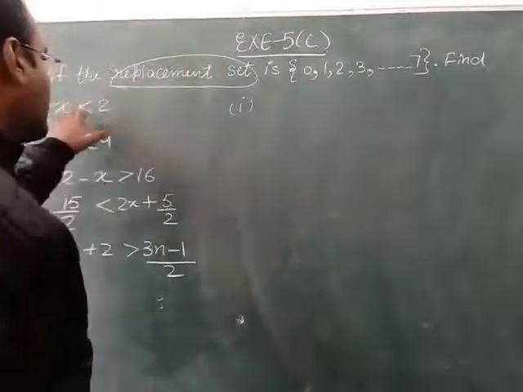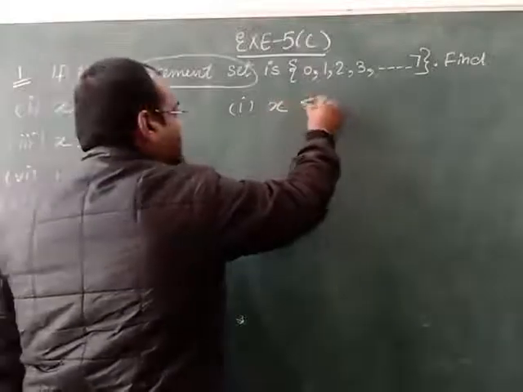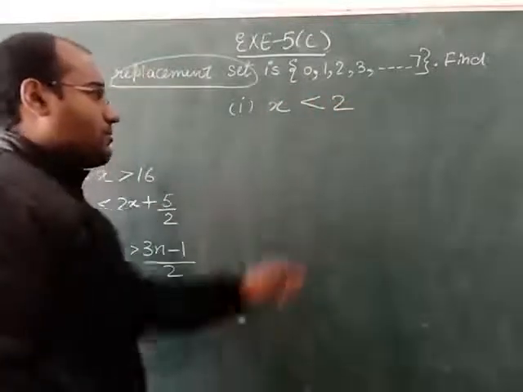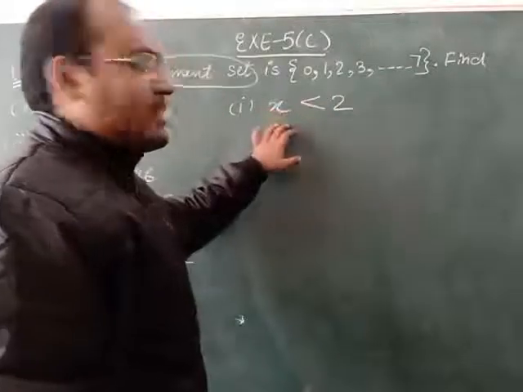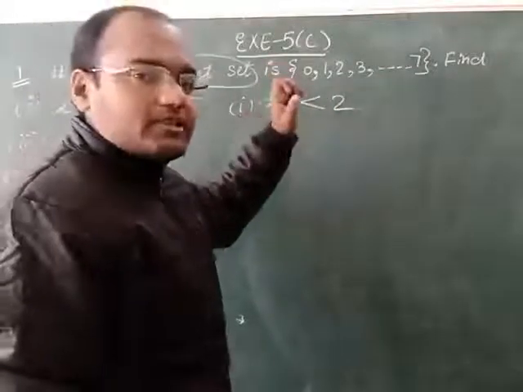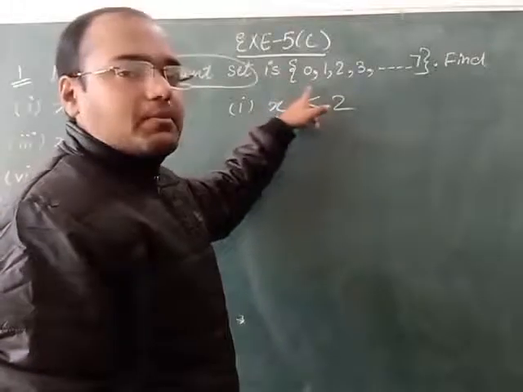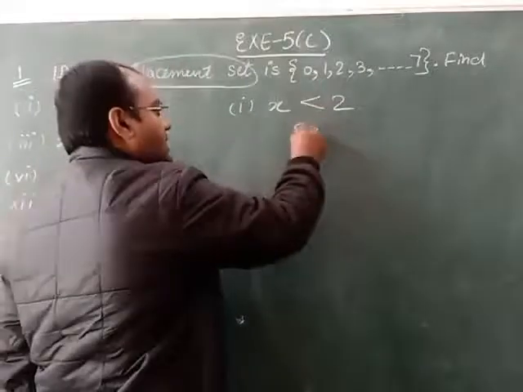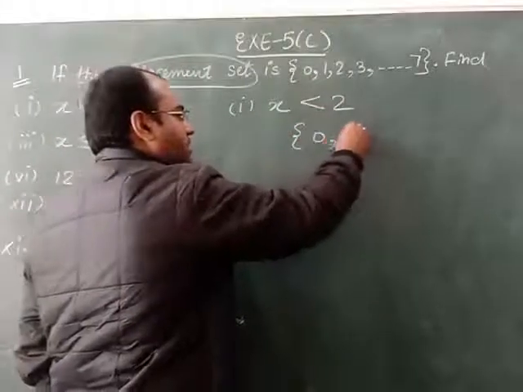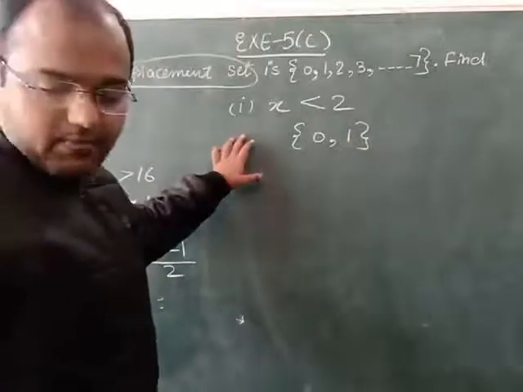Now first question, first part is X less than 2. This is the symbol of less than. X is less than 2. So in order to write the answer of this, you have to take the help of this replacement set. So what is the answer? Less than 2, which numbers are here? Less than 2, 0 and 1. So the final answer of this question is 0 and 1. So this is the answer of part number first.